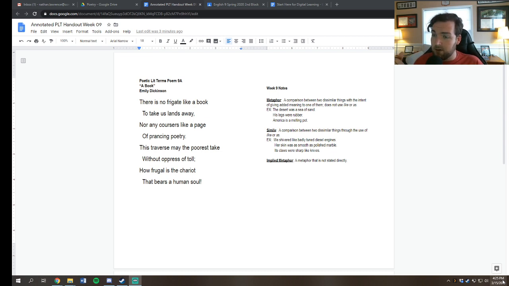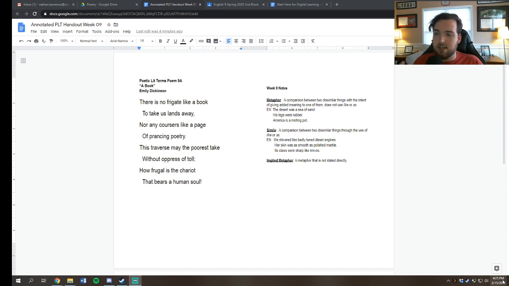So if we look at our definitions for the week, metaphor is a comparison between two dissimilar things with the intent of giving added meaning to one of them, and it does not use like or as, right? So the idea is that we compare one thing to another thing in order to illuminate what we mean to say, or to show some characteristic of the thing that we are comparing it to, right?